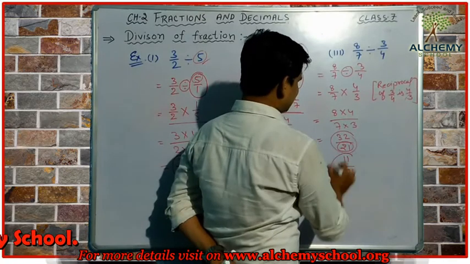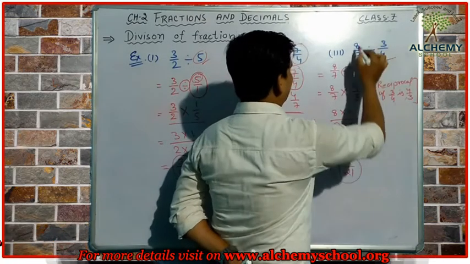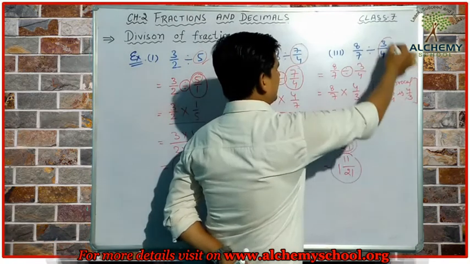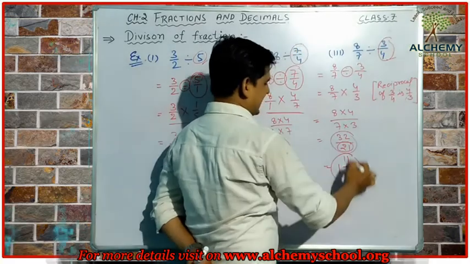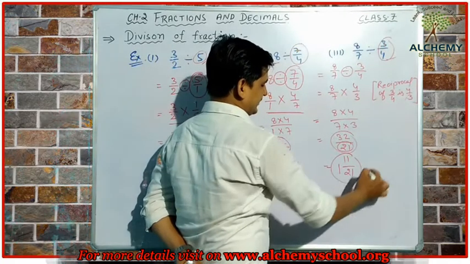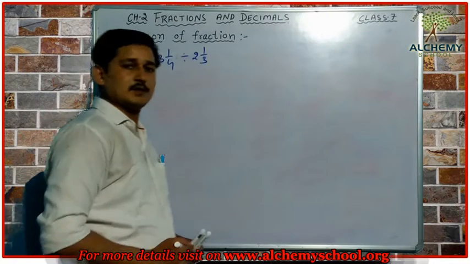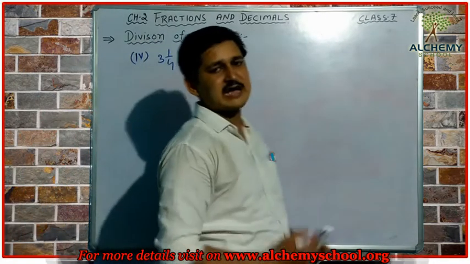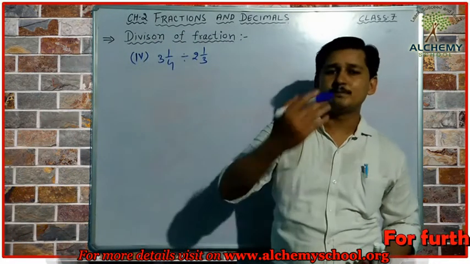Okay. So this is the answer of this. When we divide 8 upon 7 by 3 upon 4, we get the result 1 and 11 upon 21. That's it. So now we are going to discuss how we can divide two mixed fractions.